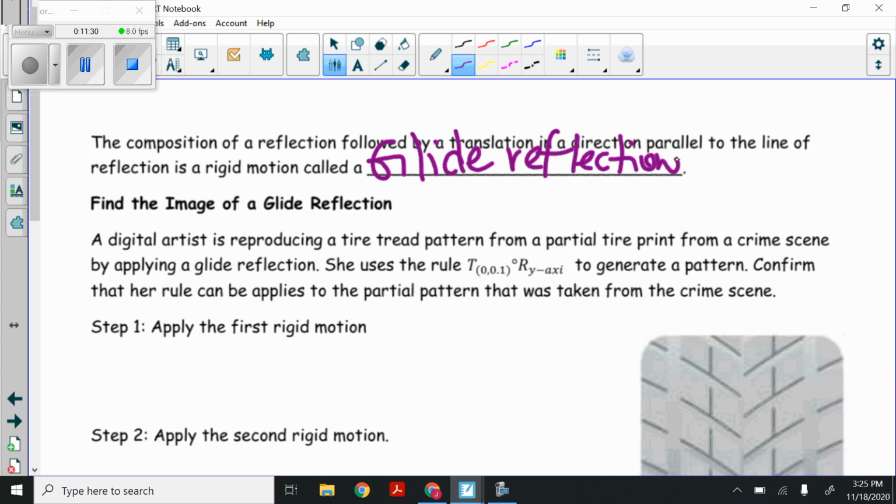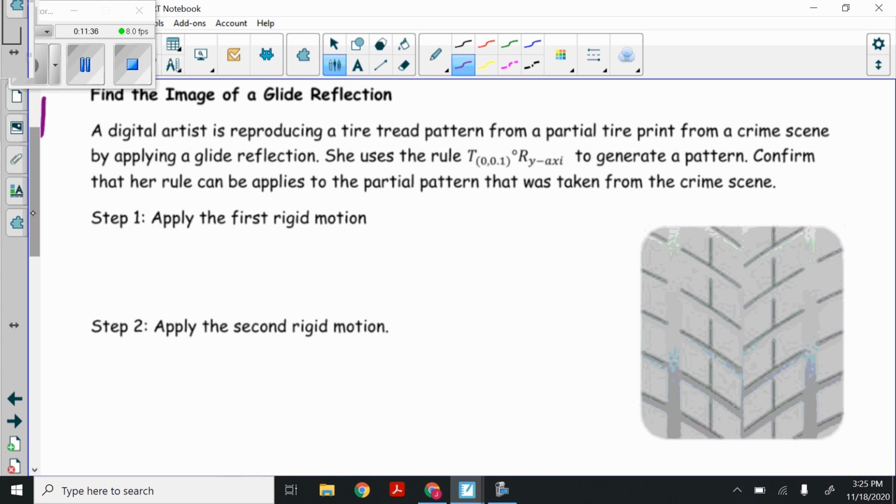So in this problem, it says a digital artist is reproducing a tire tread pattern from a partial tire print from a crime scene by applying a glide reflection. She uses the rule translate (0, 0.1) composition reflect over the y-axis to generate a pattern. Confirm that her rule can apply to the partial pattern that was taken from the crime scene.